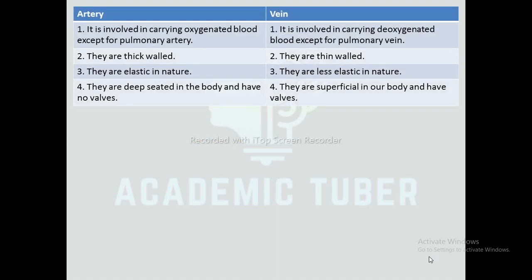Difference between arteries and veins. Arteries are involved in carrying oxygenated blood except for pulmonary artery, whereas veins are involved in carrying deoxygenated blood except for pulmonary vein. Arteries are thick-walled, whereas veins are thin-walled. Arteries are elastic in nature, whereas veins are less elastic in nature. Arteries are deeply seated in our body and do not have valves, whereas veins are superficial in our body and have valves.